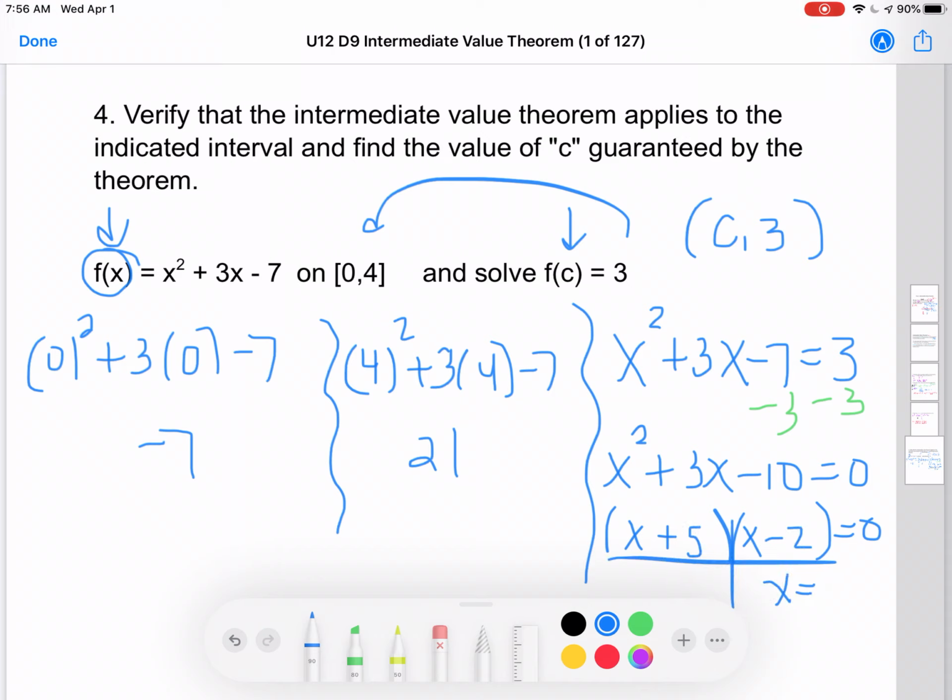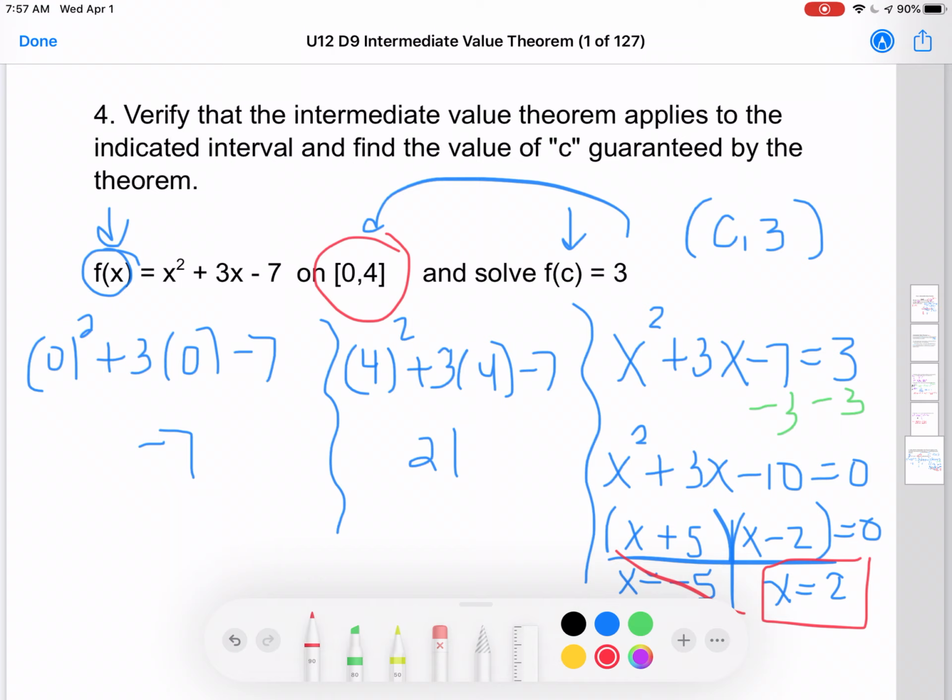We get x is 2. And we get x is -5. Okay, now, the interval, though, that I'm looking at is 0 to 4. So I'm looking at 0 to 4 for my x's. So therefore, this guy is not going to be one of my possible values for c. So it's x equals 2. That would be your c value.